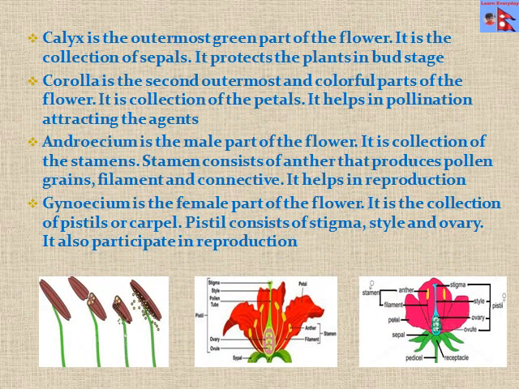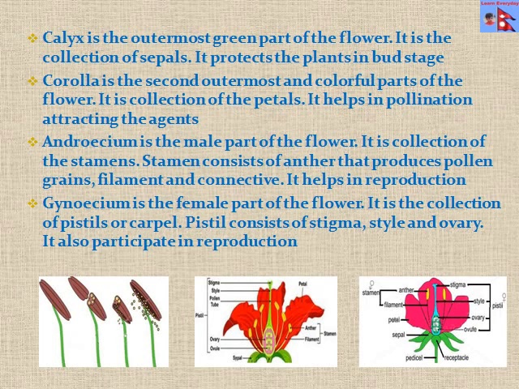Now let's discuss individually the four main parts of the flower. The first one is the calyx, and it is the outermost green part of the flower that protects the plant in the bud stage. Calyx is the name given for the collection of sepals. The second part is the corolla, the colorful part of the flower that helps in pollination by attracting the agents. It is the name given for the collection of petals.